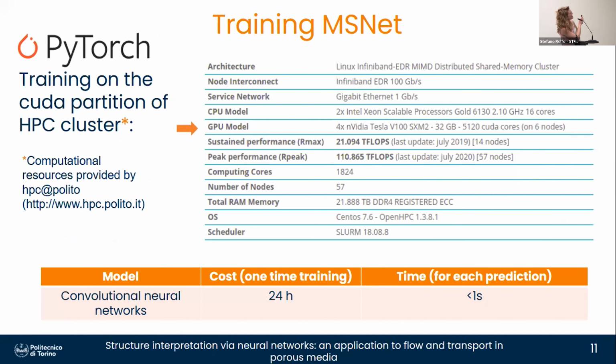Okay. So this is how we trained our multi-scale network. We used, as you all know, GPUs, and we employed our university cluster, which has quite good GPUs for the training of neural networks. The memory was enough for the network we were interested in. And as you can see, it is possible to train in a day a quite accurate MSNet for the prediction of concentration fields. And as you know, the time for a new prediction is almost instantaneous.